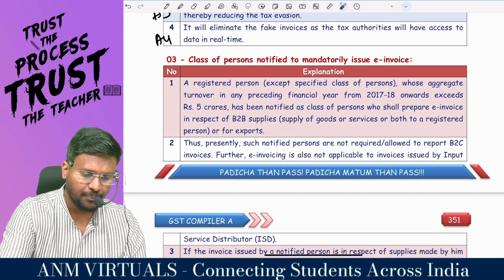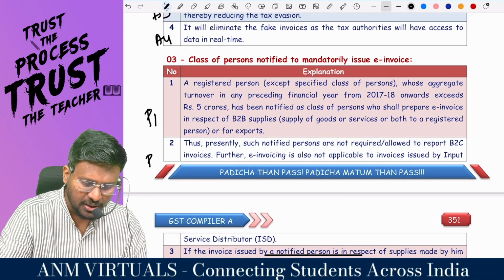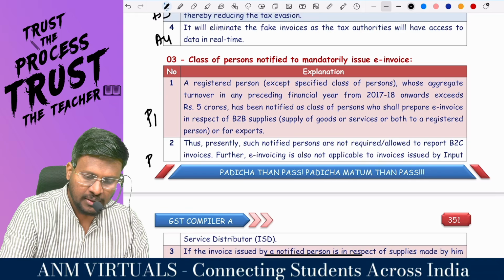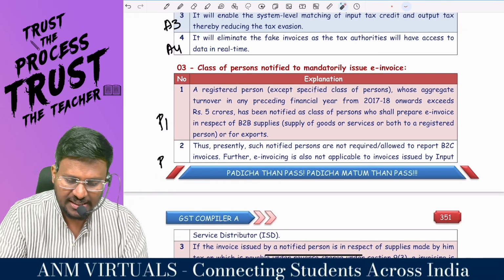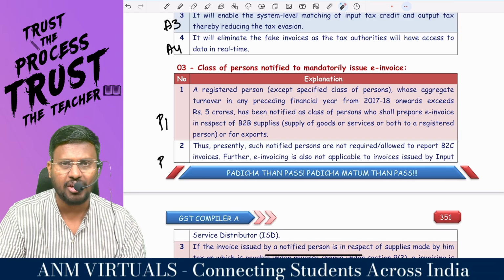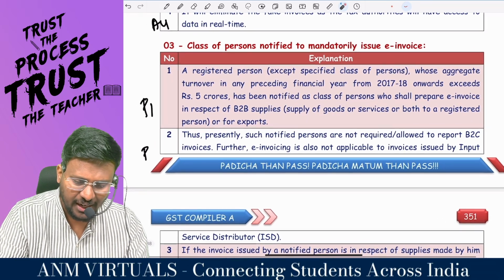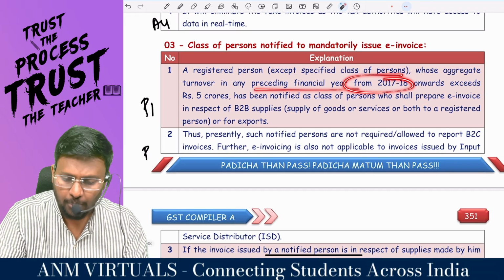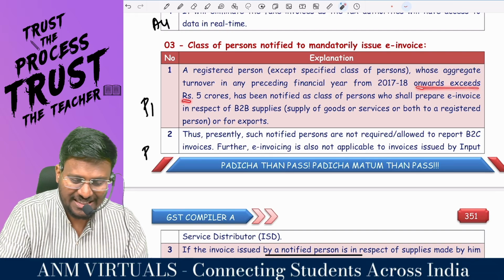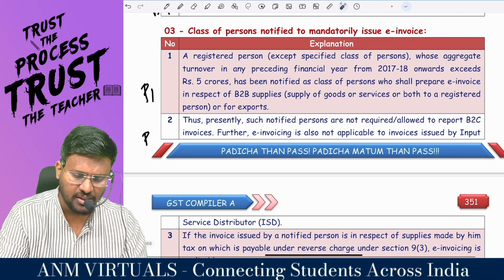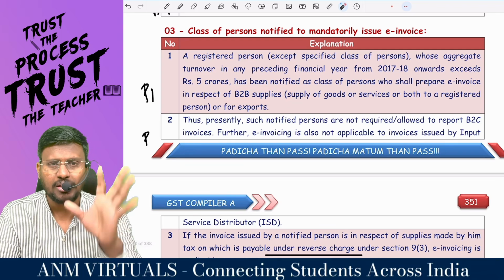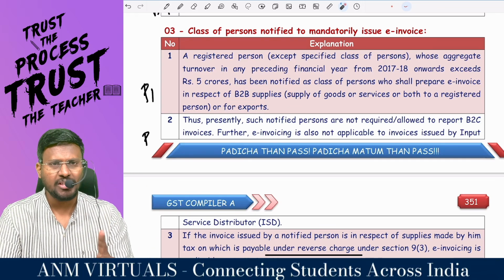Issue the what invoice? This is person number one. A registered person, except a specified class of person, if any exception has been given, whose aggregate turnover in the preceding financial year exceeds how many crore, has been notified as a class of person who shall prepare what invoice in case of what to what supply? B2B supply.